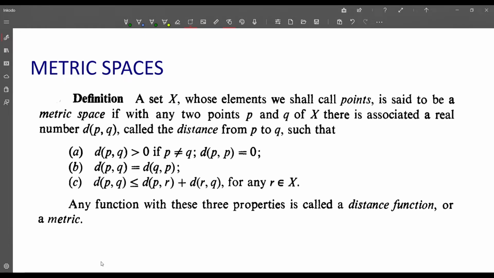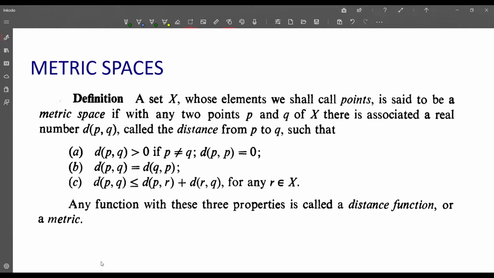Definition: a set X whose elements we shall call points is said to be a metric space if with any two points P and Q of X there is associated a real number d(P,Q) called the distance from P to Q such that A. d(P,Q) is greater than 0 if P not equal to Q and d(P,P) equals 0.